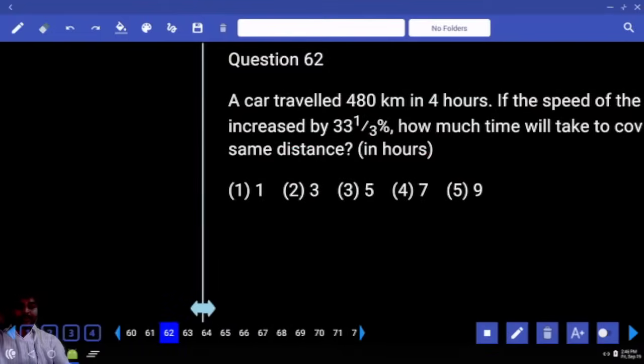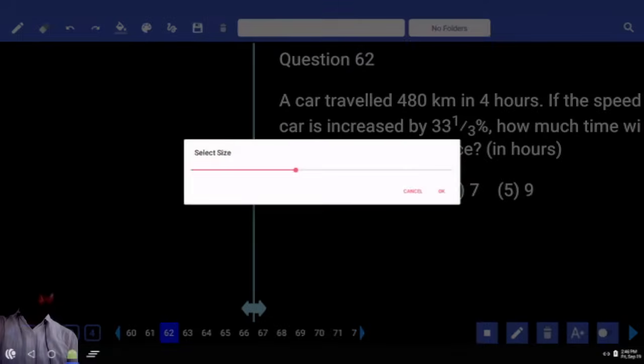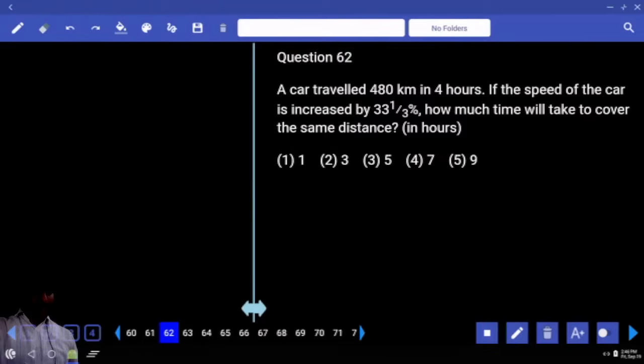A car traveled 480 kilometers in 4 hours. The speed of the car increased by 33 1/3%. How much time will it take to cover the same distance? Same distance, they said. When you have 480 kilometers distance and time, what can you calculate? What happened to speed now?